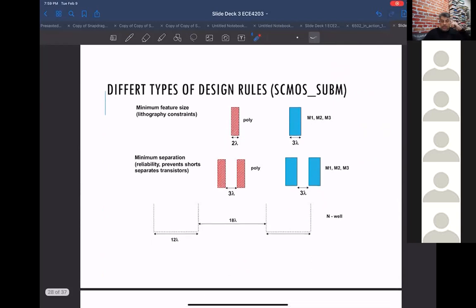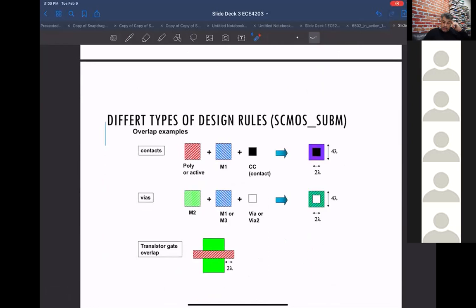So again, every rule is defined in terms of these lambdas. Remember, we have minimum size, minimum separation. So this is an example of a minimum size rule for the polysilicon layer. The minimum size is defined as 2 lambda. Now, depending on which process you're in, whether 0.18 or 65 nanometer, the lambda means something different. Okay, and so this is like the metal widths. And then here the separations are also given in terms of lambda for each layer.